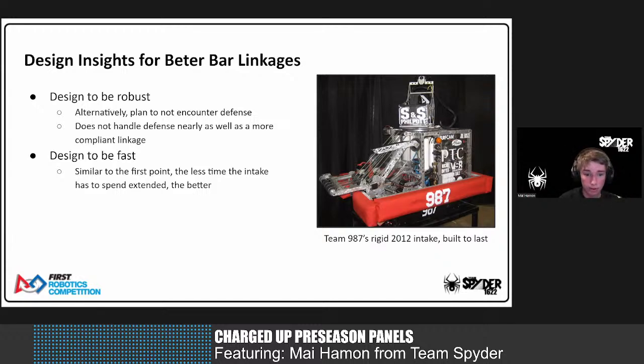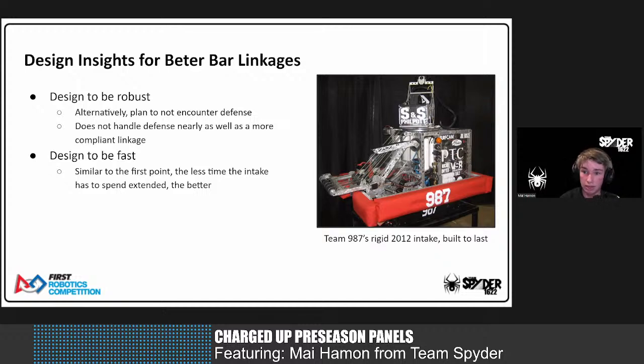In 2012, another game where there's much less defense than 2022 or 2021, Team 987, the High Rollers, used a beater bar intake to intake the game element, an 8-inch diameter basketball with similar properties to this year's cargo. Even then, anticipating heavy defense, they designed their intake to be incredibly robust, and they made it deploy and retract quickly to minimize the time it was exposed.